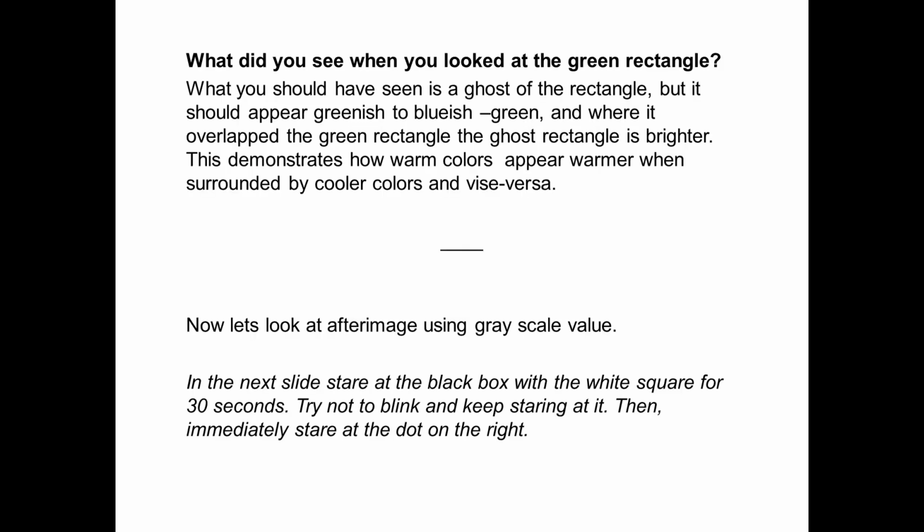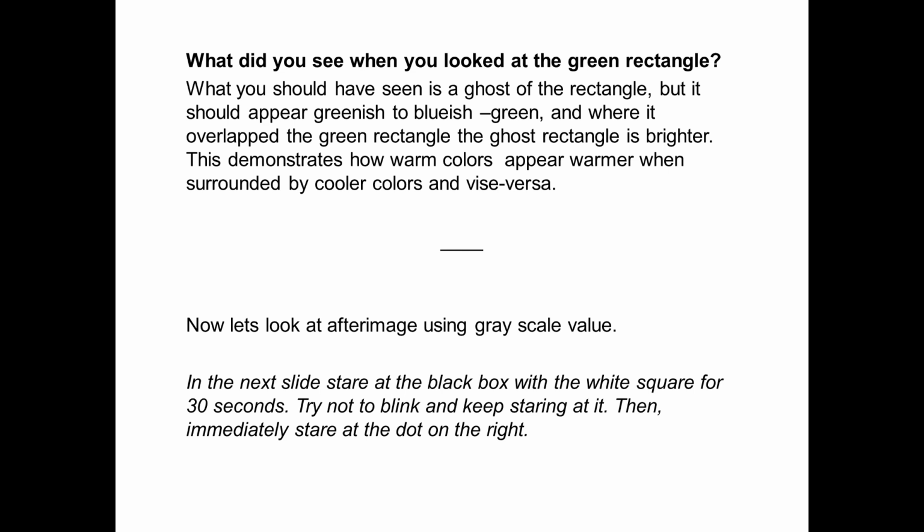What did you see when you looked at the green rectangle? What you should have seen was a ghost of the rectangle, but it should have appeared greenish to blue-greenish, and where it overlapped the existing green rectangle, the ghost rectangle becomes brighter. This demonstrates how warm colors appear warmer when surrounded with cooler colors and vice versa.